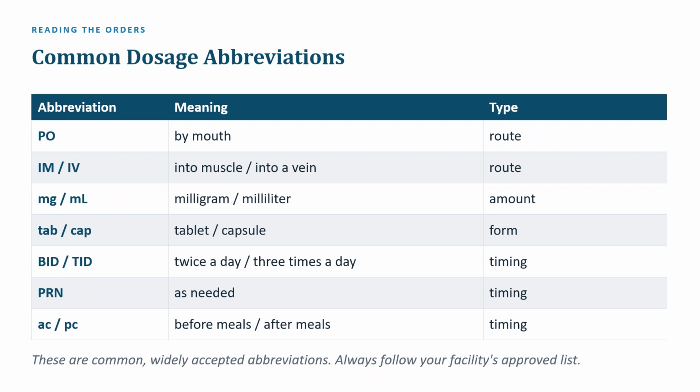Reading a full order becomes easy once these click. For example, an order might combine an amount, the abbreviation PO and BID, to say take this much by mouth twice a day. Practice reading orders as 3 questions: how much, by what route, and how often.